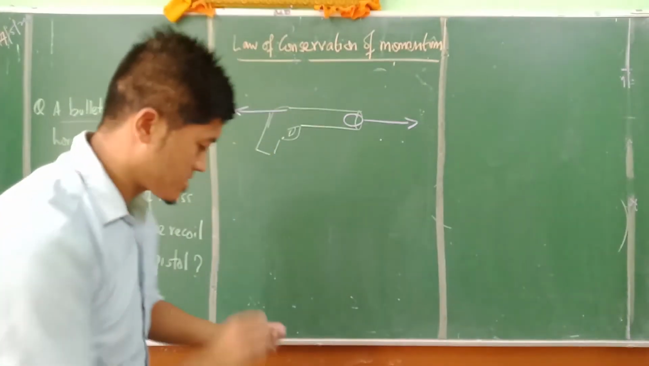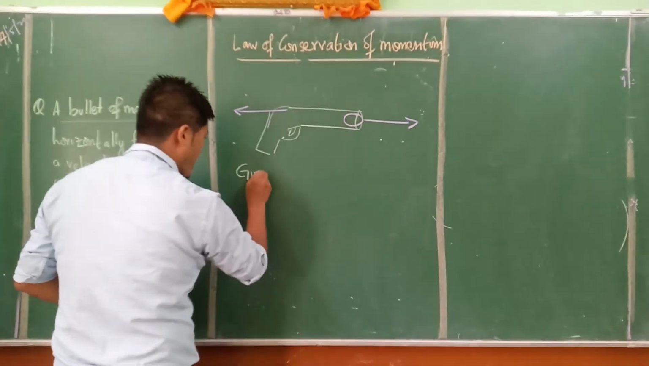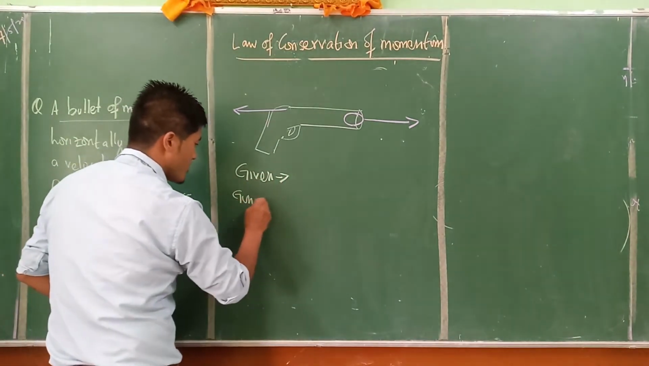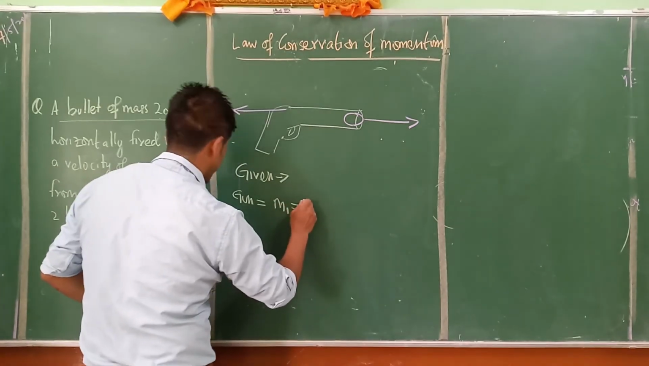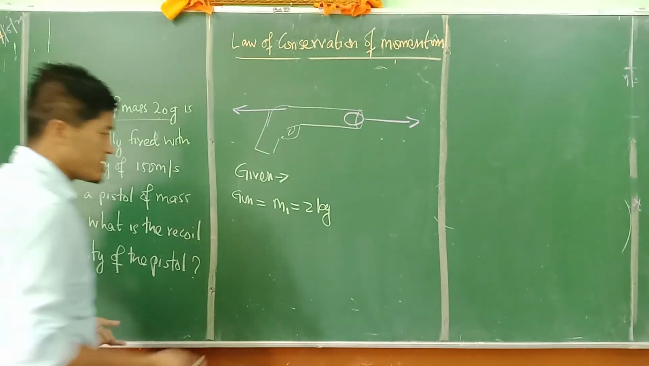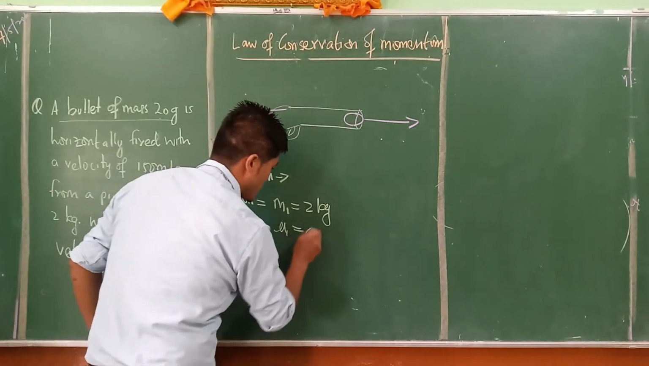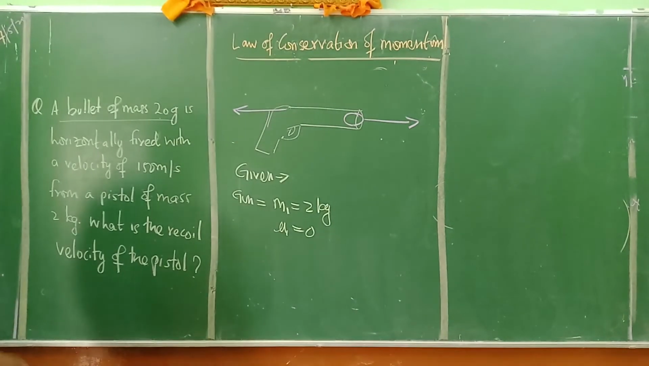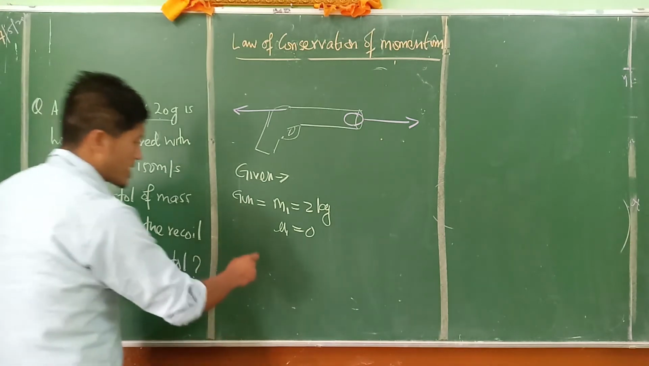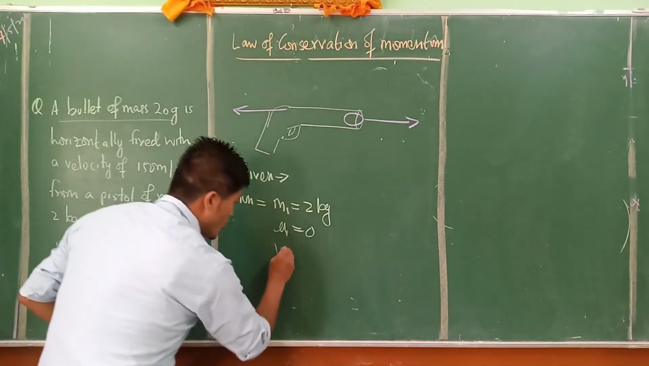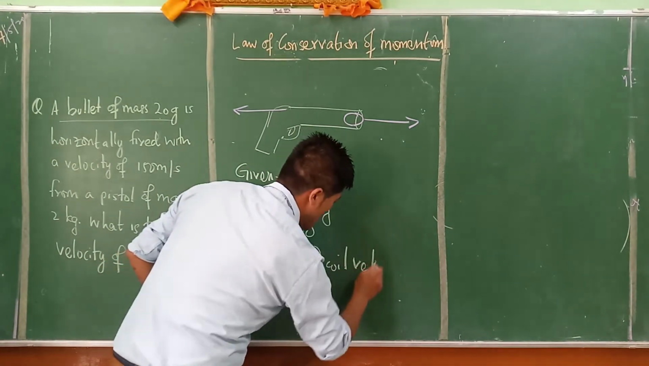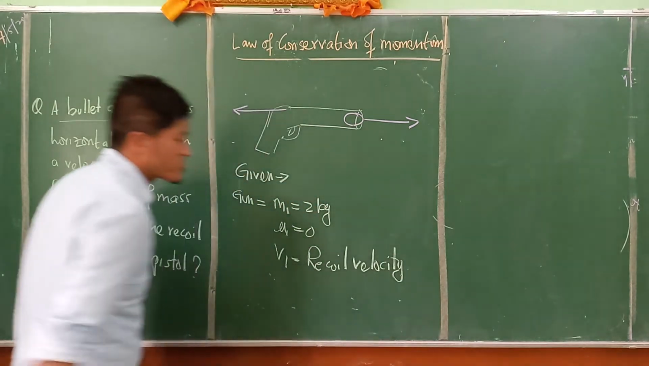First I will write the given part. Let's say this is a gun. M1 is 2 kg, and the gun is stationary, so u1 is 0. This is m1, this is u1, and v1 is the required velocity which we have to find. Please don't get confused.